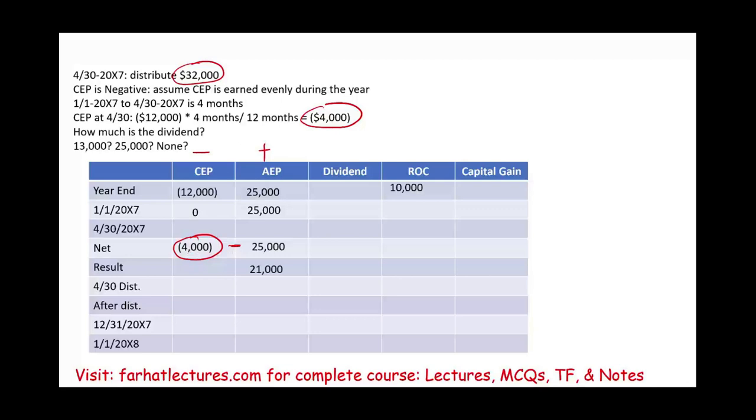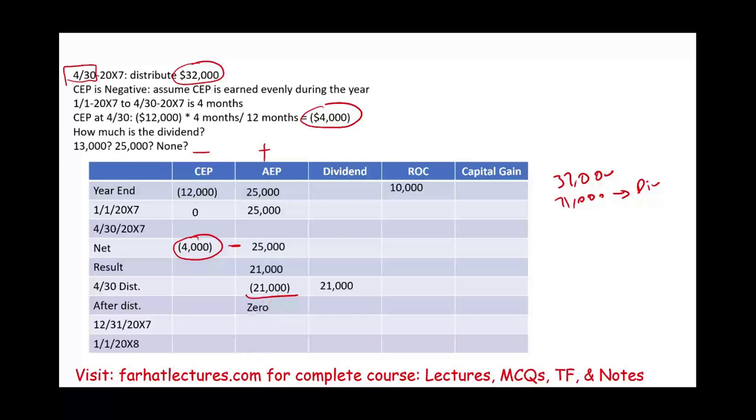How much did we distribute on April 30th? We distributed 32,000. Well, if we distributed 32,000, we have AEP of 21, and what's AEP considered? Dividend. Let's start with that. So we're going to use the AEP. What happened to our AEP after the distribution? AEP went down to zero, and that's 21,000 of dividend.